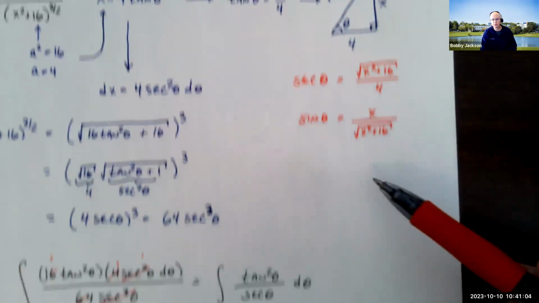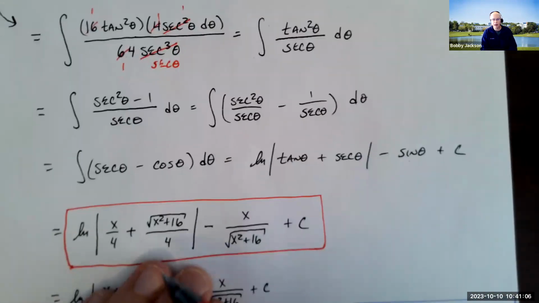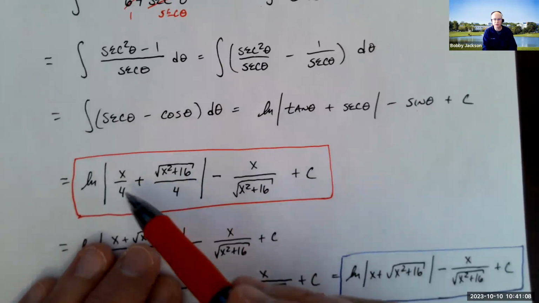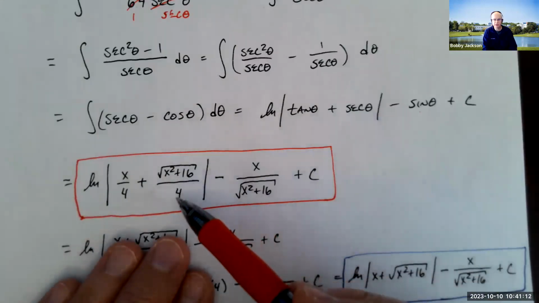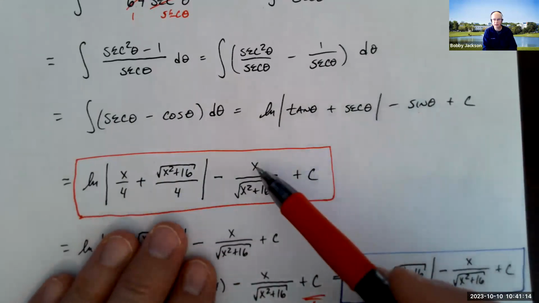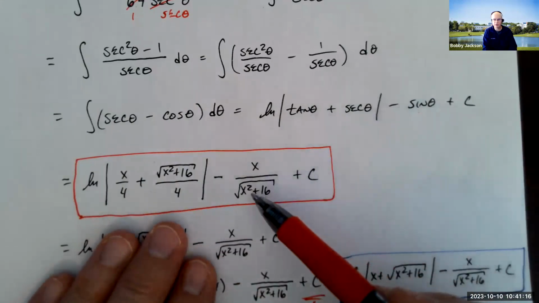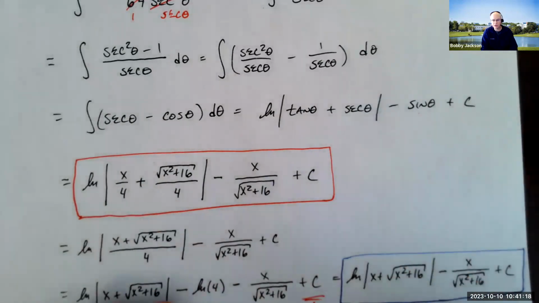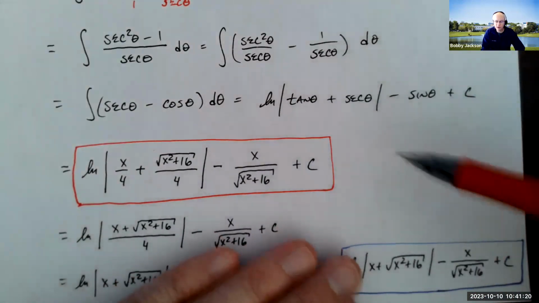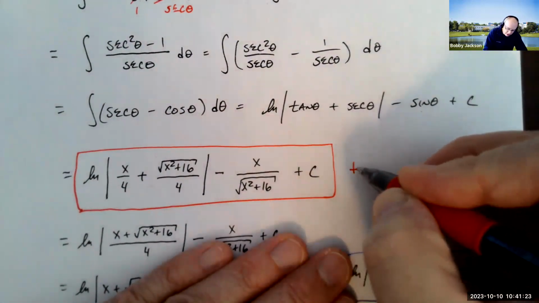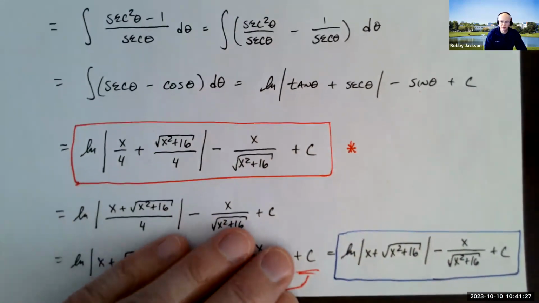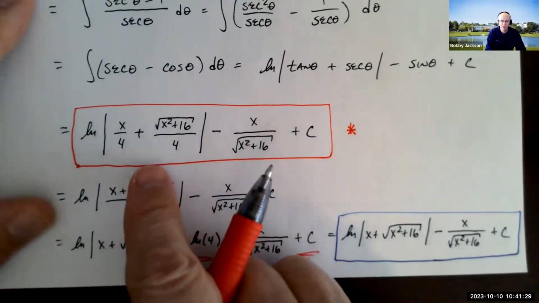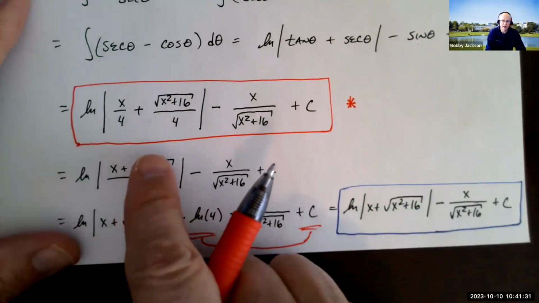So I'm going to replace tangent with x over 4, secant theta with the square root of x squared plus 16 over 4, and sine theta with x divided by the square root of x squared plus 16. Those are the values we just looked at. Now, if you get to this point right here, I'm pretty happy. This is pretty good. But if you look in the answers to this, this is not exactly the same. And so let me show you how we can get it to look like that.